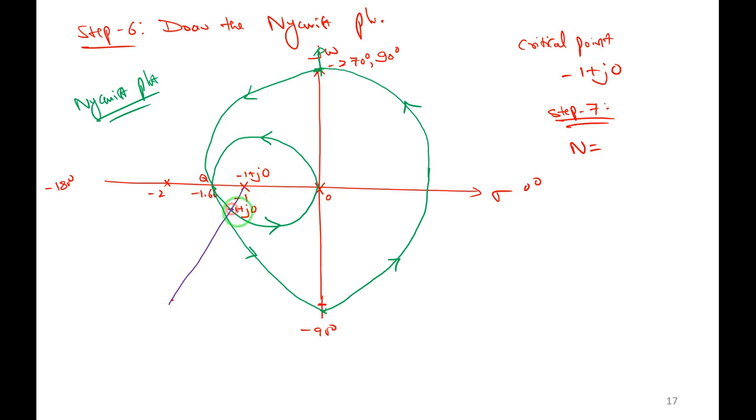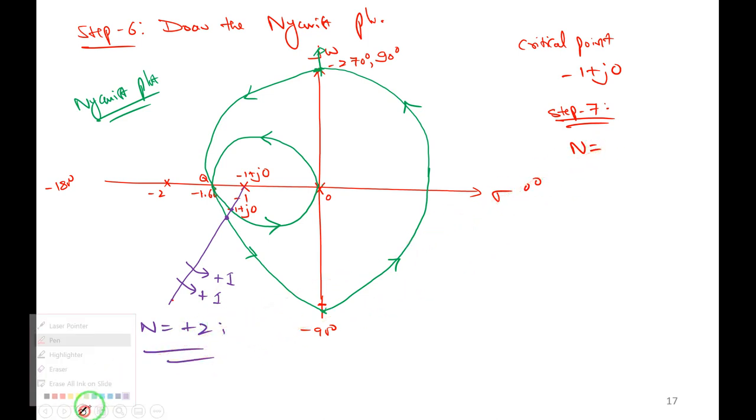At this point it is intersecting, in this anti-clockwise direction. Anti-clockwise means plus. How many times? One time. Taking the intersection at this other point, it is also in the anti-clockwise direction, one time. So total n is the sum: plus 1 plus 1, so n equal to plus 2 I am getting. This means the Nyquist plot is enclosing the critical point two times.